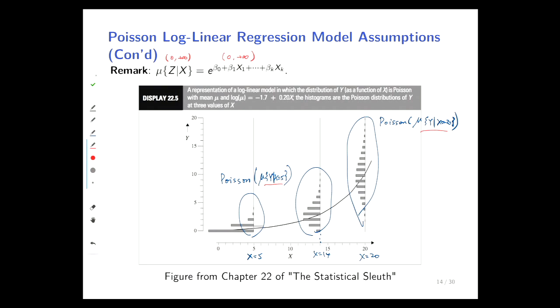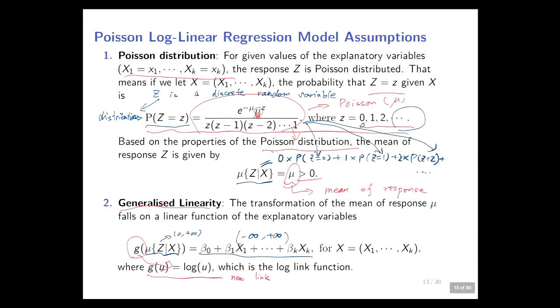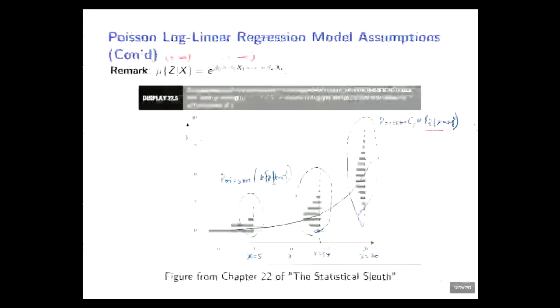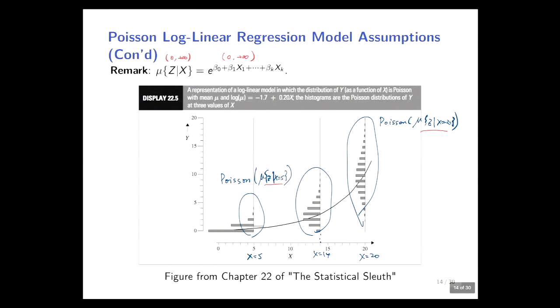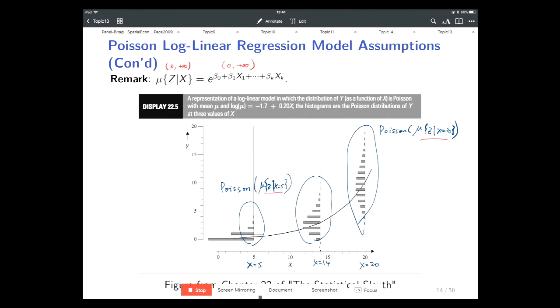And the second assumption here is that the mean of response, so maybe I need to use Z, sorry. To keep consistent, I need to use Z. The second assumption is that the mean of response is an exponential function of the explanatory variable.